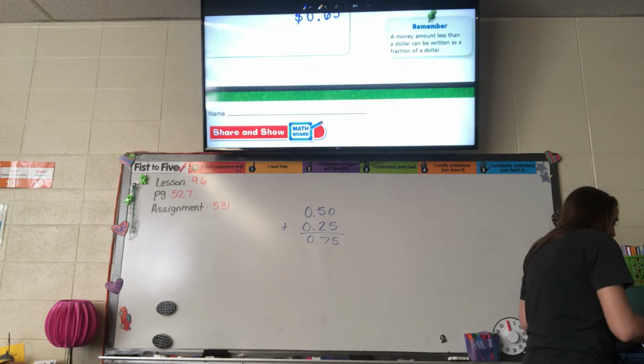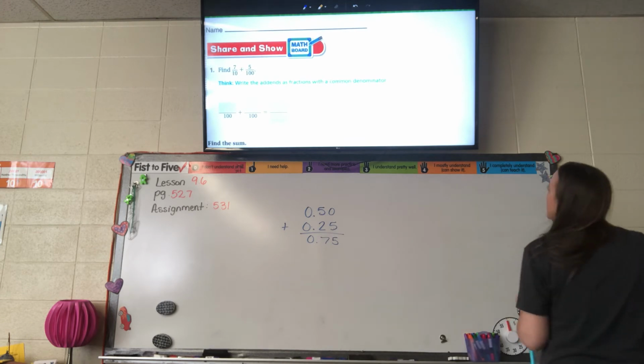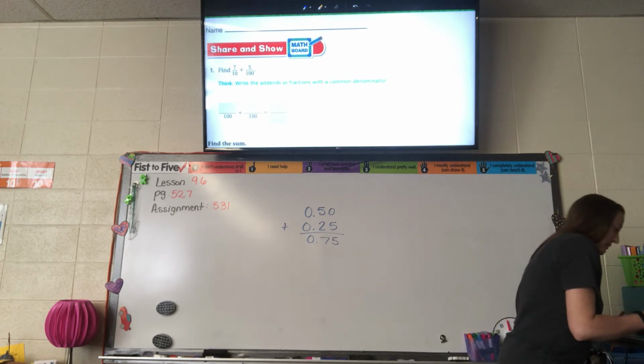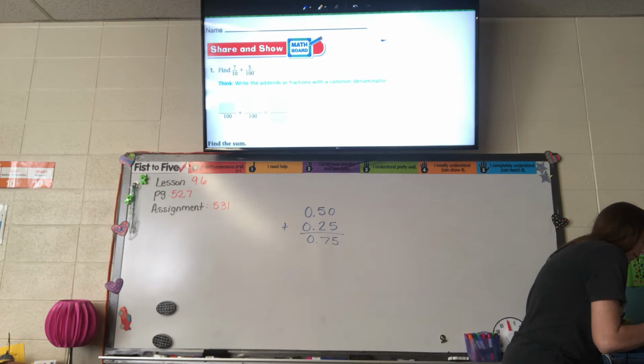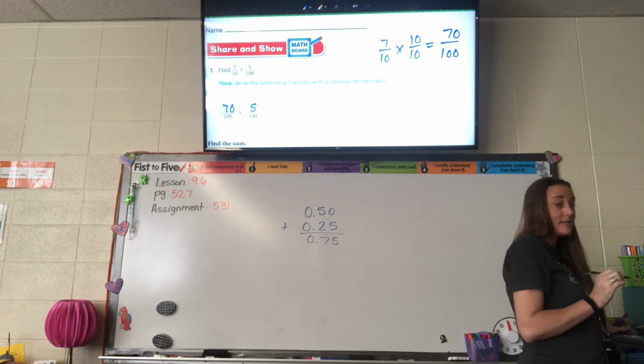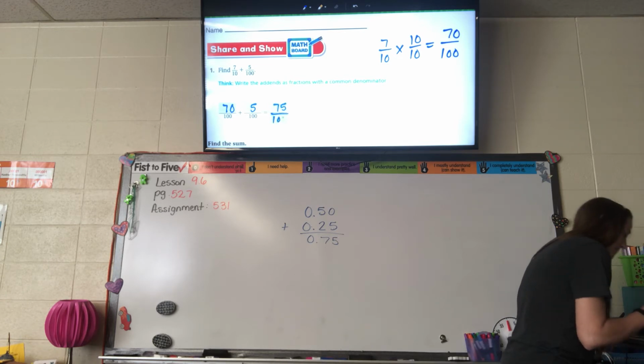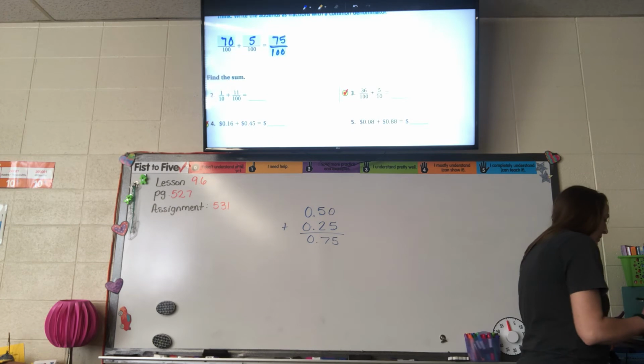Okay. Last page, 7/10 plus 5/100. Okay, so we're going to come over here and turn 7/10 into hundredths, and of course it will be 70 hundredths. So that means we're going to add 70 hundredths. We don't do anything to the 5/100 because it already has 100 on the bottom. So 70 hundredths plus 5/100 is 75 hundredths.